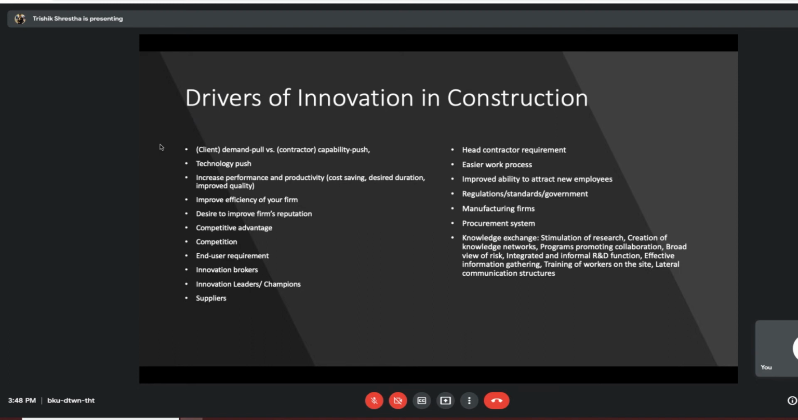But sometimes, yeah, if they are well versed in the art of innovation, if they're well versed in knowing what to do that is going to be better for the organization, then these two roles might be overlooked by the same individual. Then we have suppliers, head contractor requirements, obviously easy work processes, improved ability to attract new employees, regulation standards in government, manufacturing firms, procurement systems. These are pretty easy to understand. And the last one is knowledge exchange, stimulation of research, creation of knowledge and networks.